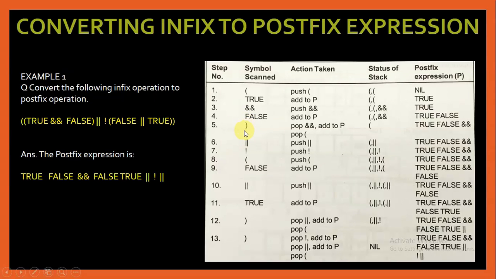So whenever the right parenthesis is encountered, we have to pop from the stack all the operators and add to P until the left parenthesis is encountered. So this is what we are doing. See, the top of the stack at present is double ampersand, that is AND. So we will pop this operator and add it to P. See, that it has been added. Then we will pop another symbol. The next top is the left parenthesis itself. This will be simply popped and this will not be added to the postfix expression. So postfix expression will remain this and this is the status of the stack.